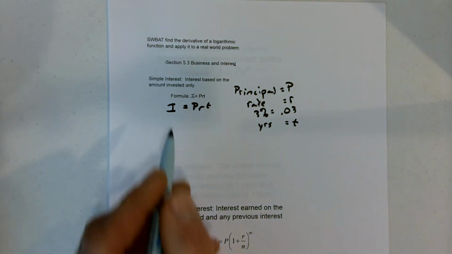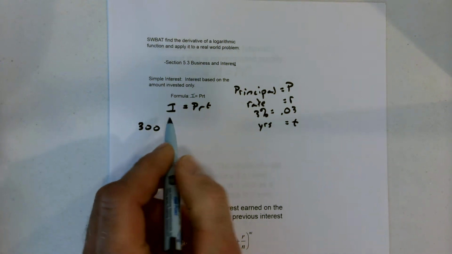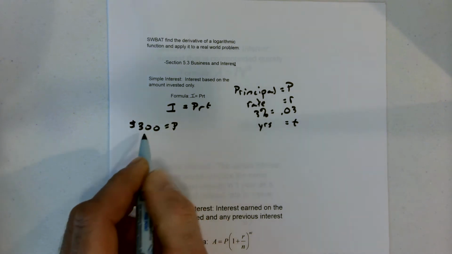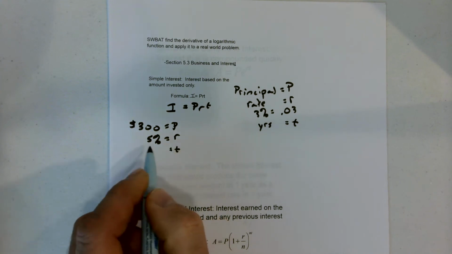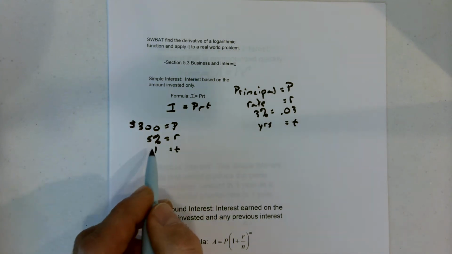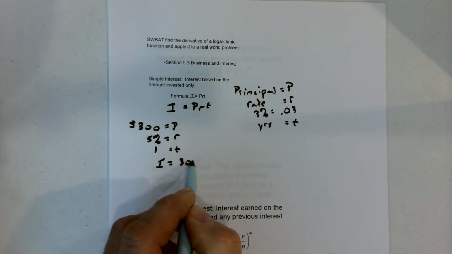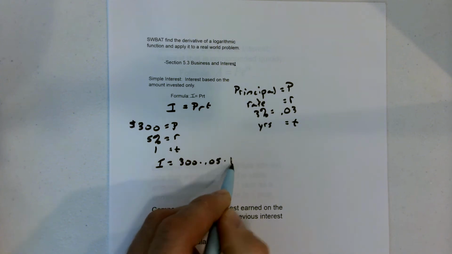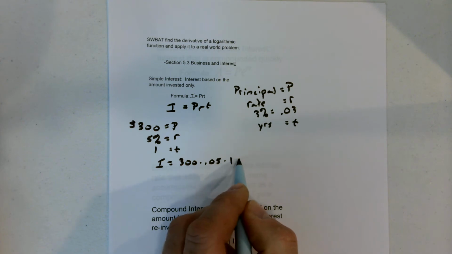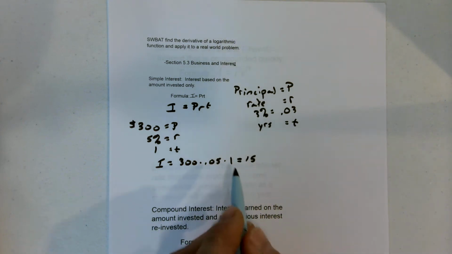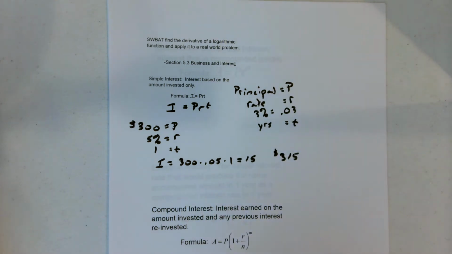So if we want to know the simple interest that we're going to earn, say we have $300 that we're going to invest for our principal, and we get a 5% interest rate, which is pretty good at this point in time, and say we do it for 1 year. Well, our interest is going to be 300 times 0.05 times 1. If I take 300 times 0.05, or 5/100ths, I end up with 15. So my bank account will have $315 in it at the end of 1 year.